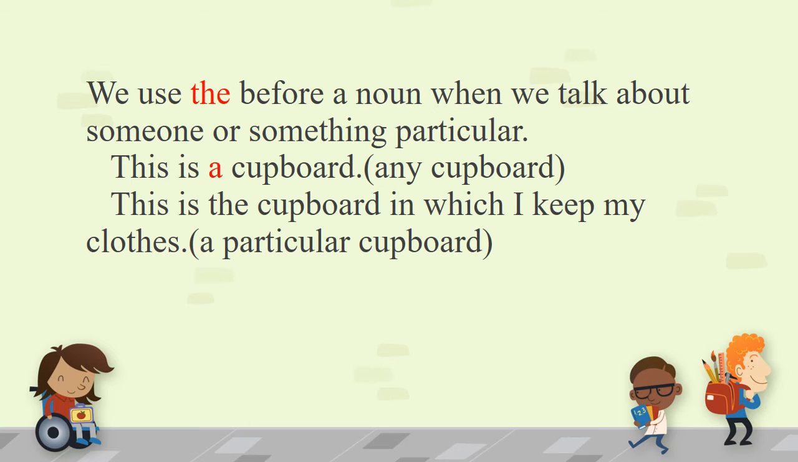Then we come to article the. We use the before a noun when we talk about someone or something particular, when we talk about something specific. Look at the example. This is a cupboard. Any cupboard. So we say a cupboard. This is the cupboard in which I keep my clothes. So now we are talking about a particular cupboard, a specific cupboard which you use. So in that case, you use the.